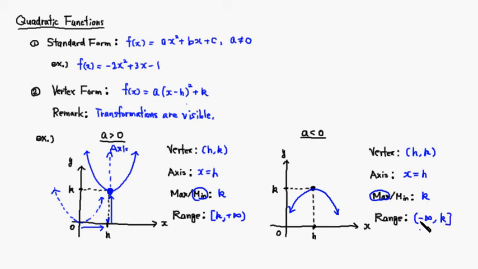All right, so this is a quadratic function in standard form and vertex form, and we went over some terminology such as vertex, axis, maximum, minimum, and the range of the quadratic function. All right, that's it. I hope that this was clear.